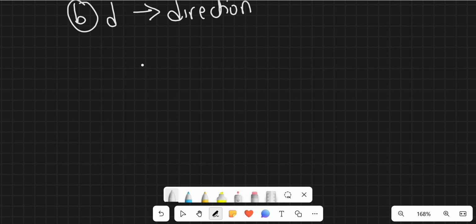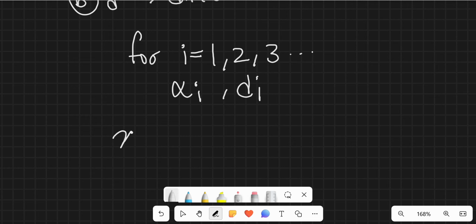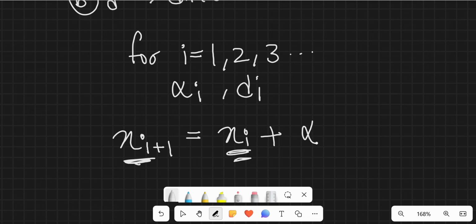So what we do is we have a for loop. Since it is an iterative algorithm, we decide i equal to 1, 2, 3. For each step we decide what will be my alpha i and what will be my di. So the equation of the gradient descent algorithm is: xi plus 1, that is where my next point will be, is determined by the previous point plus alpha i, that is the step size, in the direction di.